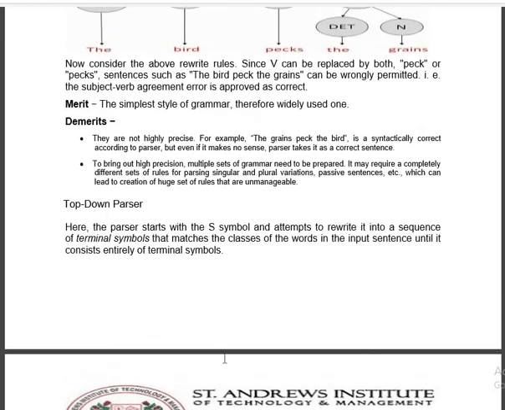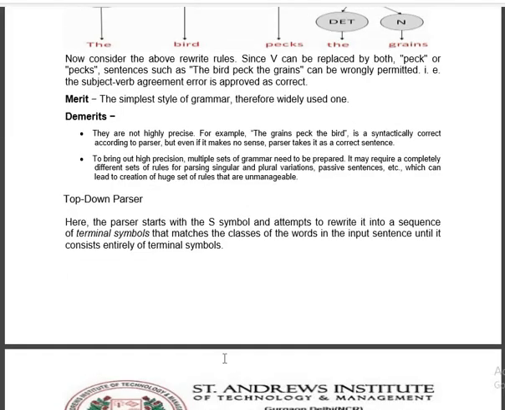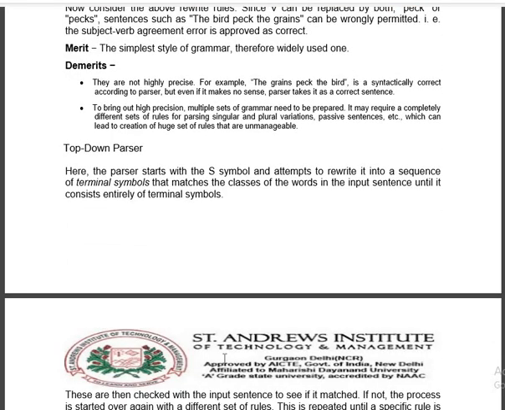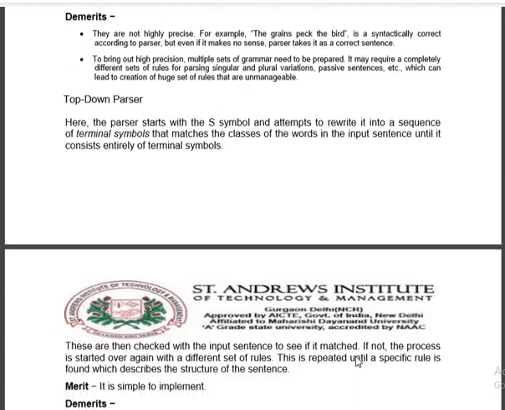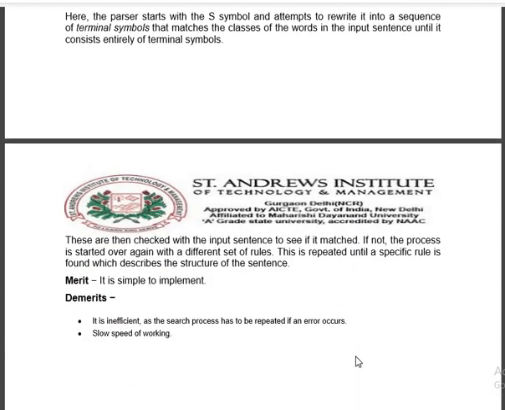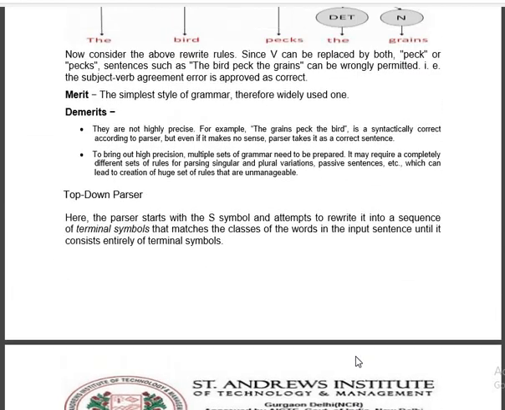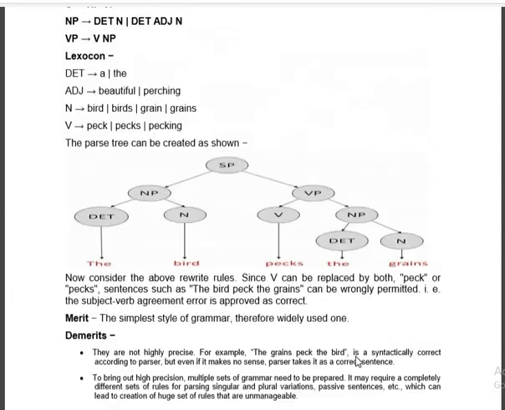One more thing is the top-down parser. In top-down parsing, the way we write the parse tree, the parser starts with the start symbol and attempts to rewrite it into a sequence of terminal symbols that match the class of words in the input. Both the context-free grammar and the parsing tree have advantages as well as disadvantages. In the next lecture, we'll try to cover one or more examples related to context-free grammar.